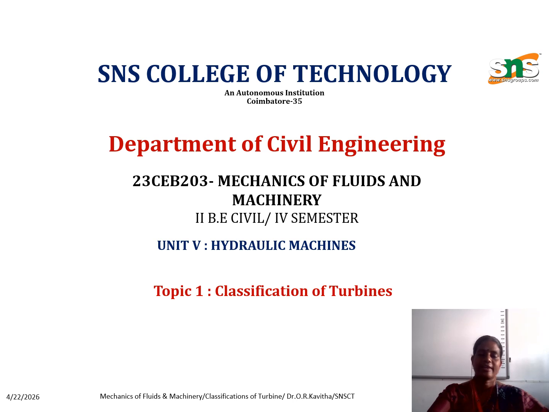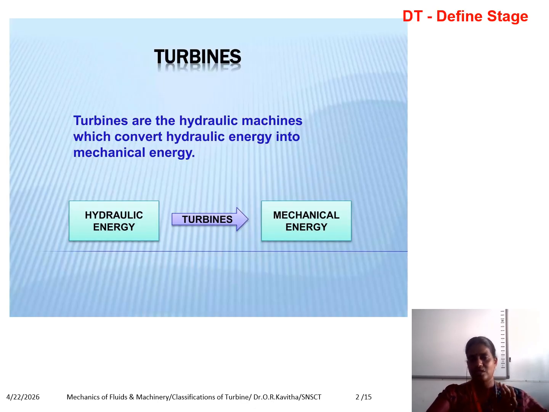In this session I am going to explain about hydraulic machines. A hydraulic machine may be a pump or a turbine. If you are taking a pump, the input will be mechanical energy and the output will be hydraulic energy. And the turbine is just opposite to the pump. Here the input will be hydraulic energy and the output will be mechanical energy. So by means of the hydraulic machine, we are converting hydraulic energy into mechanical energy.